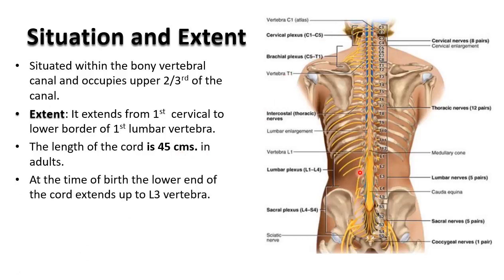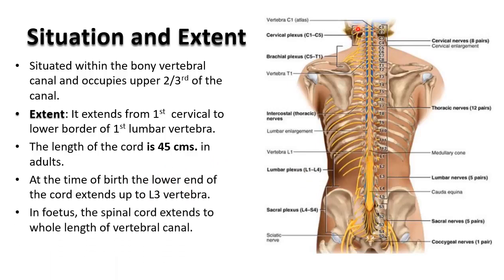Okay, so at the time of birth, you are able to see the spinal cord extends up to the L3 vertebra. So it is a bit longer, and in fetal life, intrauterine, it extends up to the whole length of the vertebral canal during development. So how is this possible? Whether after that the spinal cord contracts or shrinks or becomes shorter, that is not the case.